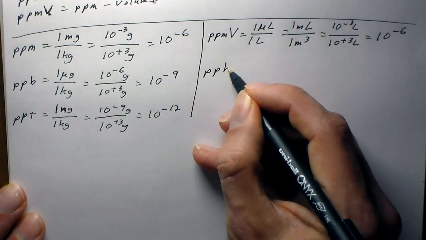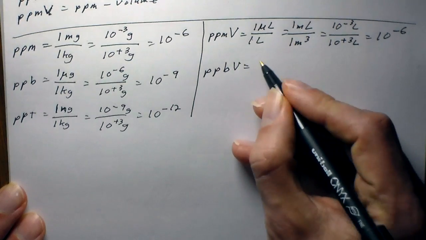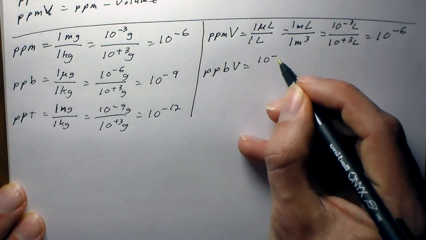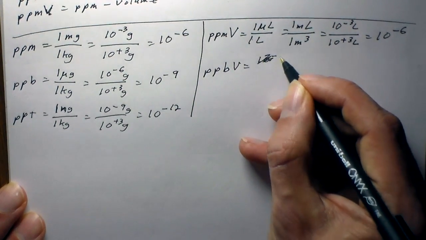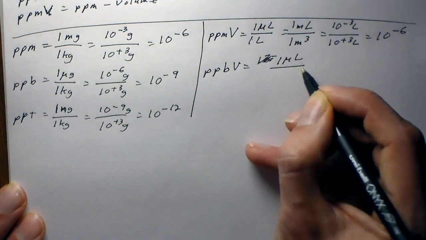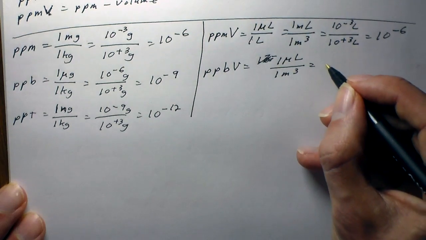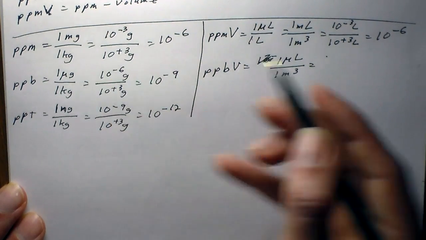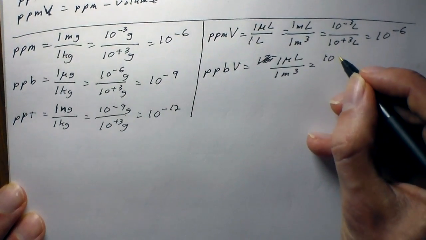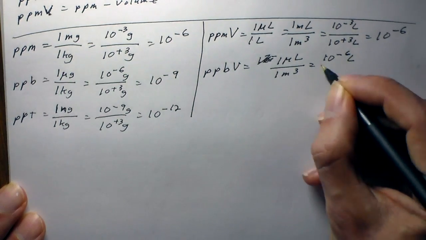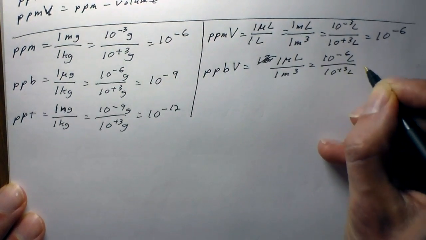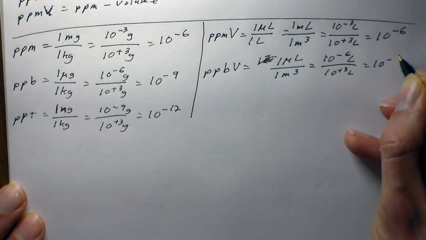The ppb, in terms of volume, I want to write this as 1 microliter per 1 cubic meter. So that's again the same thing like we have here: 10 to the minus 6th liters per 10 to the plus 3 liters. It's going to be 10 to the minus 9.